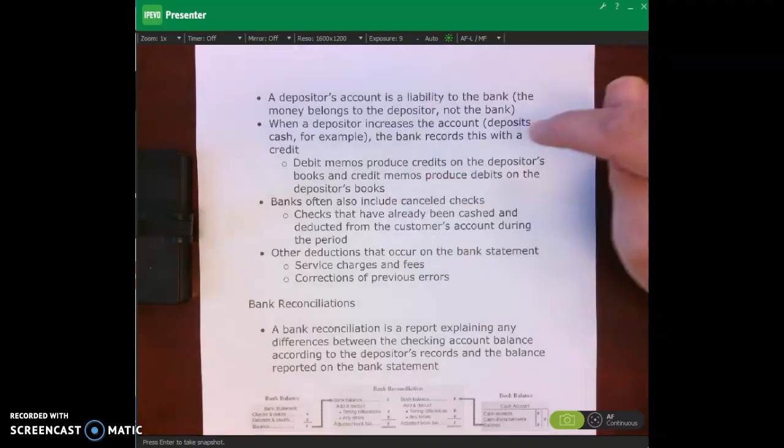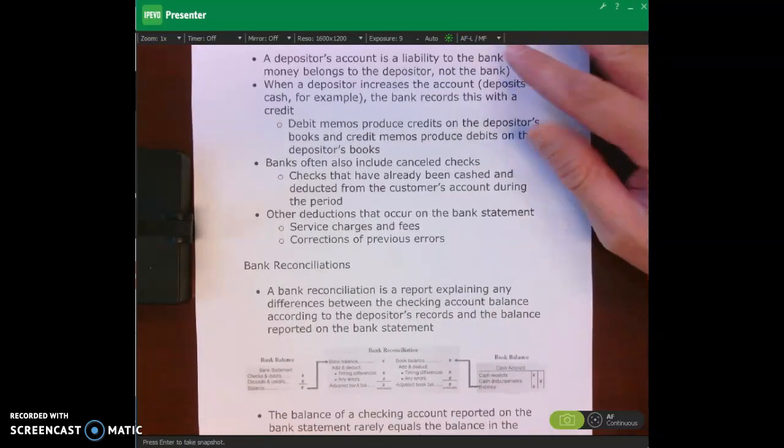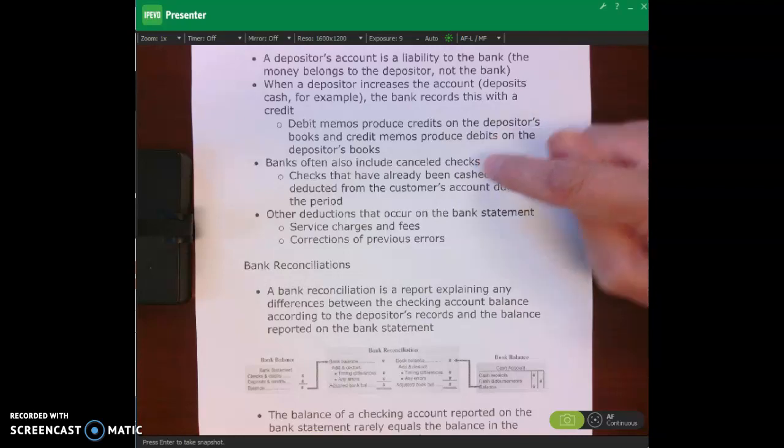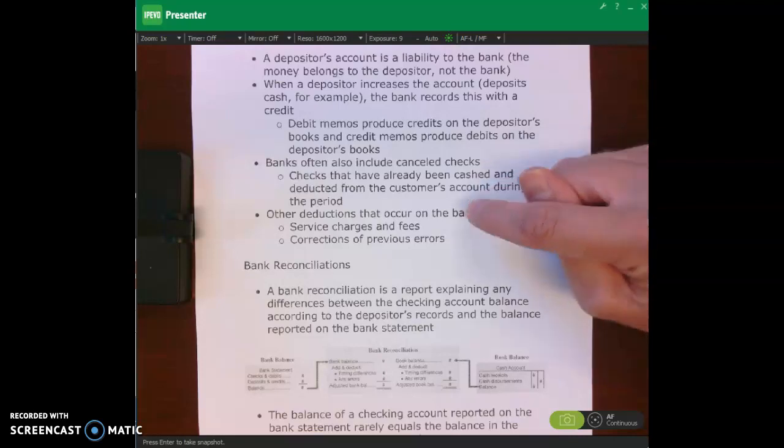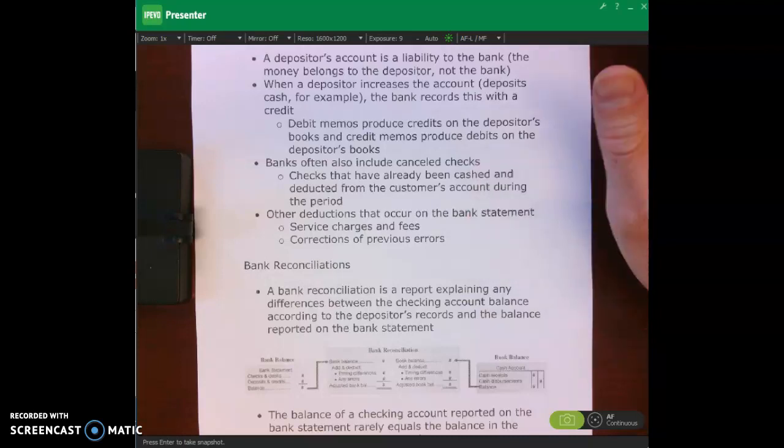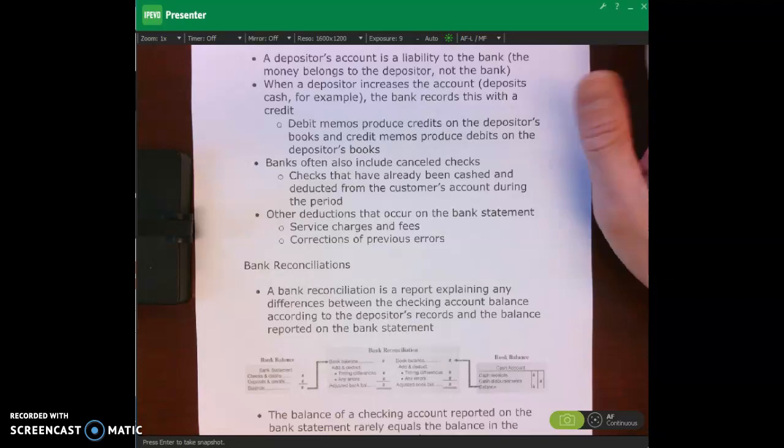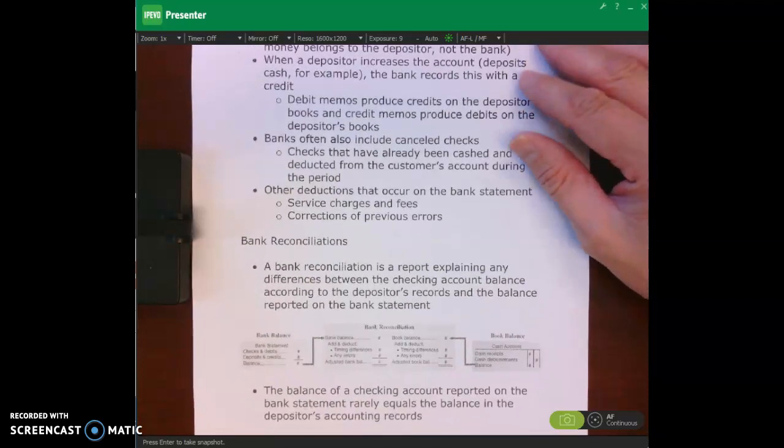We're the depositor. Banks also include canceled checks, which are the checks that have already been cashed and deducted from our account over the accounting period. And then there are other deductions on the bank statement that maybe we haven't even considered yet, such as service charges and fees, and corrections of previous errors.